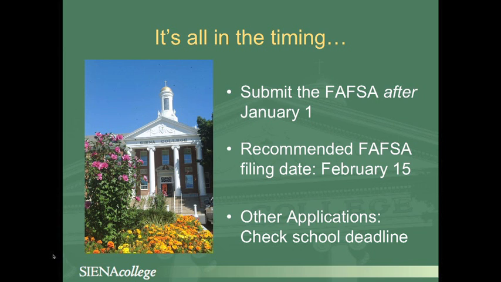This will allow enough time for the schools that you are applying to receive your information and put together an aid package, so that you will receive your award letter and be able to make a decision by May 1st. If you're applying to a school that requires other financial aid applications, such as the CSS profile or a school-specific application, it is recommended that you check with those individual schools for their specific deadlines for applying for financial aid.